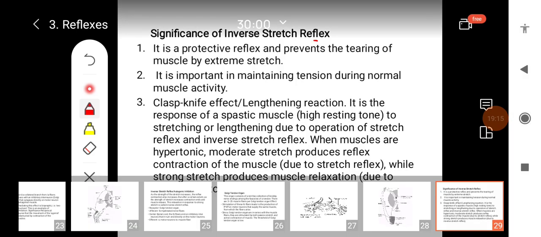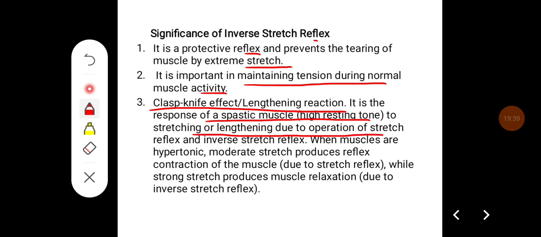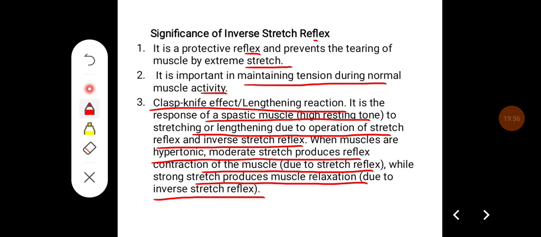Significance of the stretch reflex. It is a protective reflex that prevents the tearing of the muscle by extreme stretch. It is important in maintaining tension during normal muscle activity. It is responsible for the clasp-knife effect or lengthening reaction. It is a response of a spastic muscle, that is, high resting tone, to stretching or lengthening due to operation of the stretch reflex and inverse stretch reflex. When muscles are hypertonic, moderate stretch produces reflex contraction of the muscle due to the stretch reflex, while strong stretch produces muscle relaxation due to the initiation of the inverse stretch reflex.